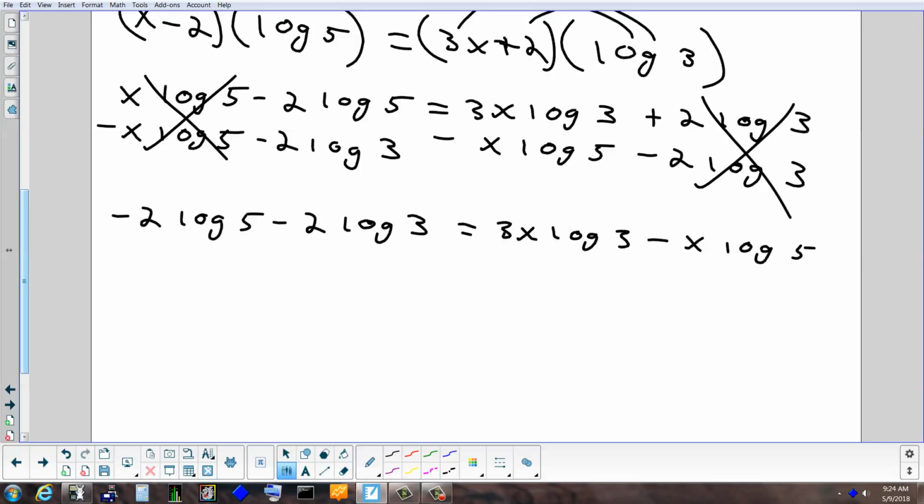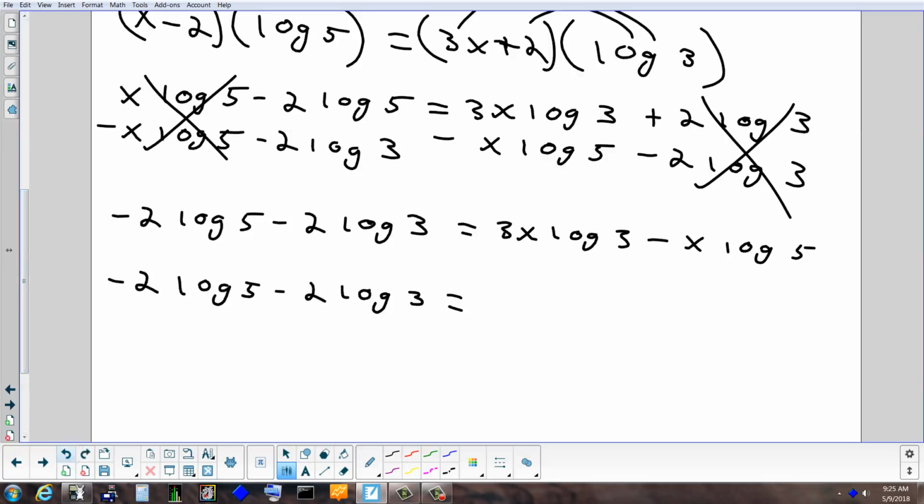So now we're just about there. We have all the x's on the same side, which is good. But look at these two terms. 3x log 3, x log 5. What do they both have in common in front of the log? They both have an x. Whenever two terms have the same thing in common, we never like to write it twice. We'd rather factor it out and write it once. So that's what I'm going to do. I'm not going to change the left-hand side.